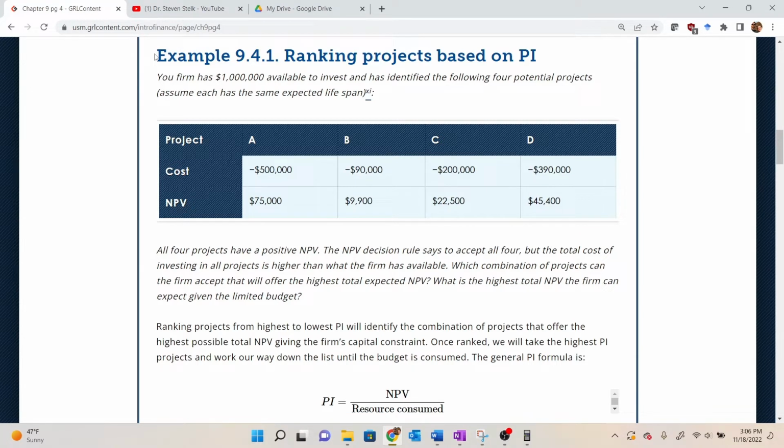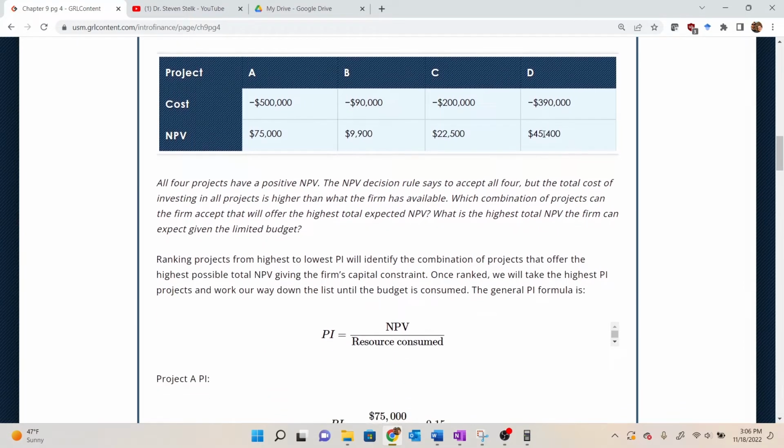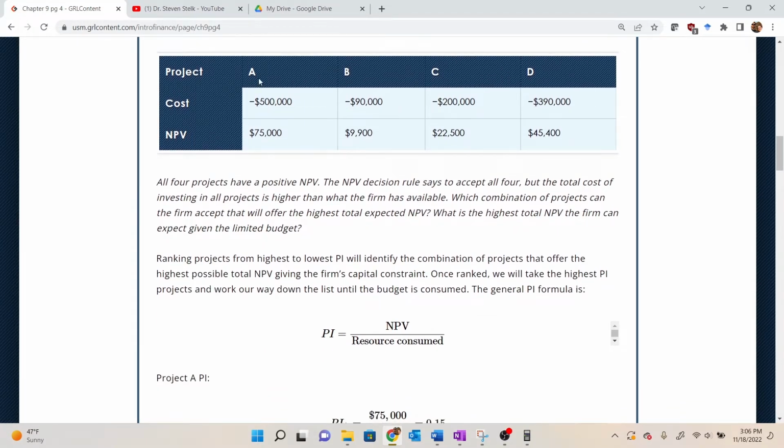So let's walk through this setup. This one says that your firm has $1 million available to invest and has identified the following 4 potential projects and assume, well, we've got a note here, assume that each has the same expected lifespan. So we sidestep some technical issues here. All right, and we've got 4 projects, and we've labeled them projects A through D. We've got the cost to invest in each project listed there as a negative just to indicate that it's cash outflow, and then the expected net present value of each project.